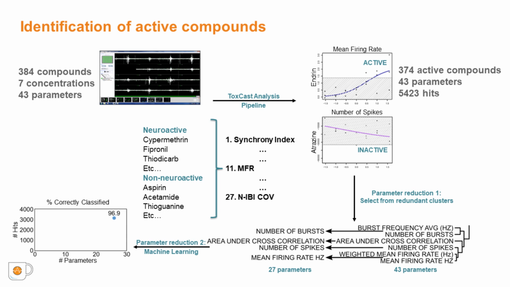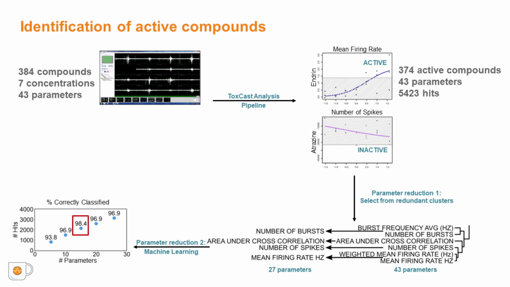In this case, using all 27 parameters correctly classified 96.9% of these compounds. We then began reducing the number of parameters and repeated the process, from 27 down to 5 parameters. In this way, we were able to identify the subset of parameters that was most essential in distinguishing compound neuroactivity. Thus, from this analysis, 15 parameters resulted in the best classification accuracy.